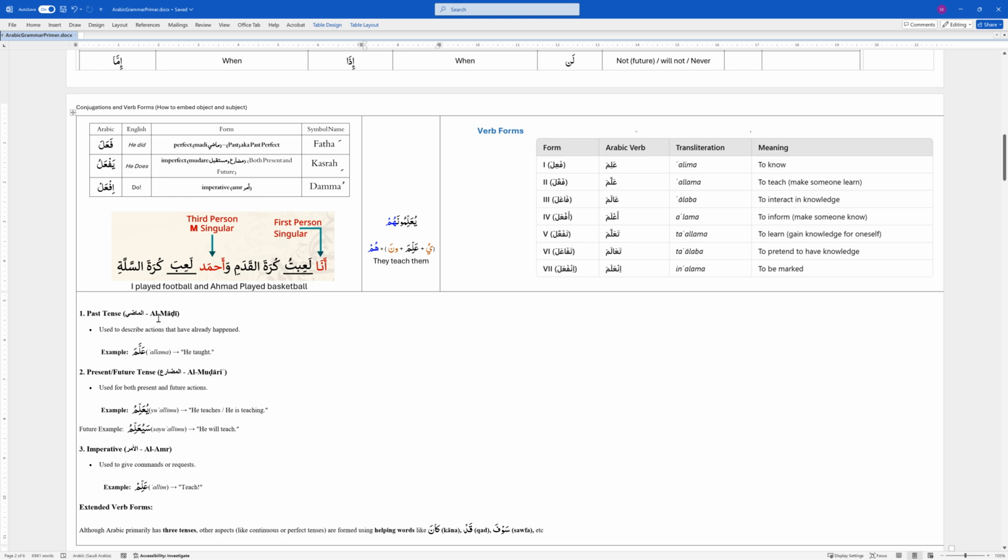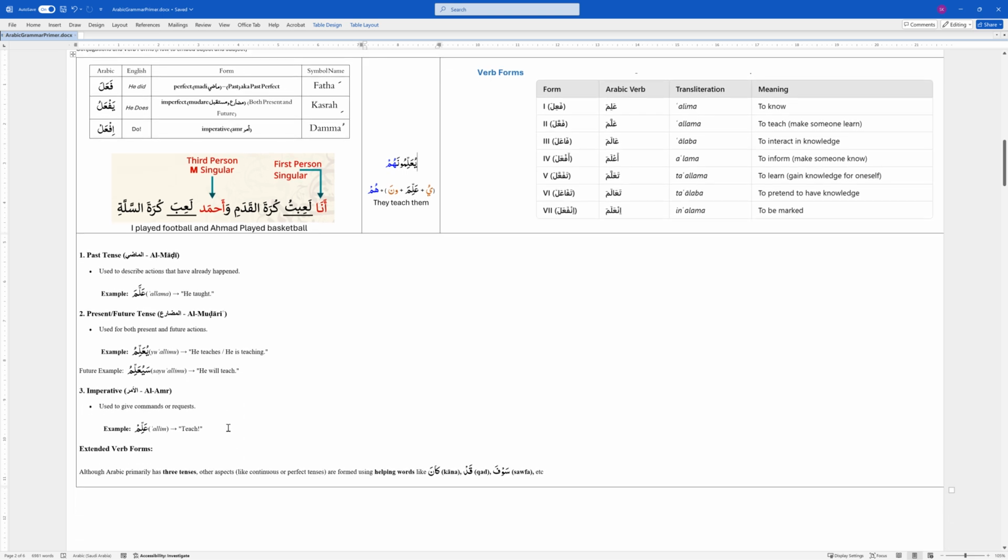Another difference is that for verbs we have 3 major tenses in Arabic: the past tense, the present and future combined together as one tense, and then the imperative, which is the action to be done now. For example, with the same word, if just the diacritic changes, it means something entirely different. Allama means he taught, while alim means teach. It's just a change of diacritics and the meaning changes entirely.